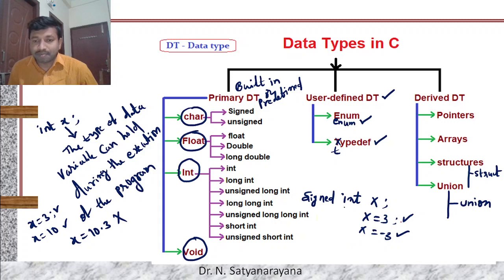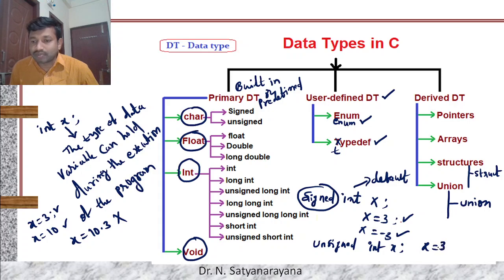In fact, when we write the program, we don't write the signed keyword. By default, when you say int, it is signed, meaning it can be assigned either positive or negative values. But if you want to restrict the domain of the variable only to positive values, then you can apply one more keyword called unsigned. Unsigned int x. Now x can be given only positive values. 3 is okay. But if I assign x equal to minus 3, it is not okay.